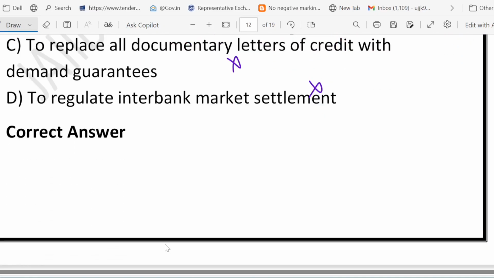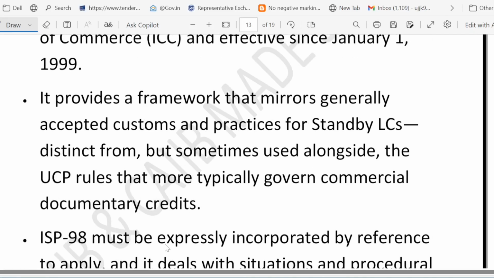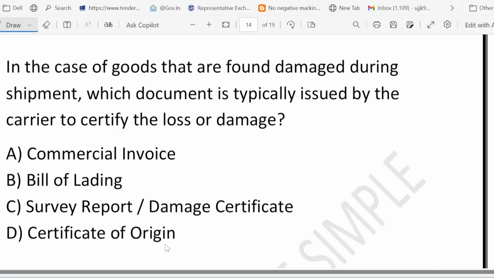Remember, ISP 98, which is ICC Publication 590. These are the rules for a standby letter of credit, effective since 1999. So these are the important points. Now friends, let's answer this particular question.